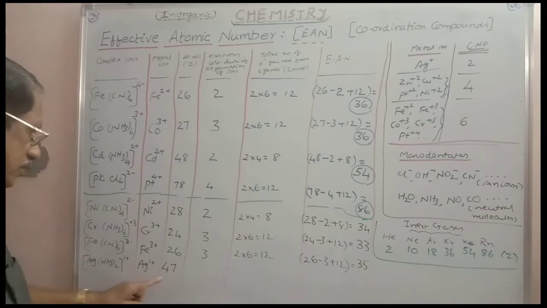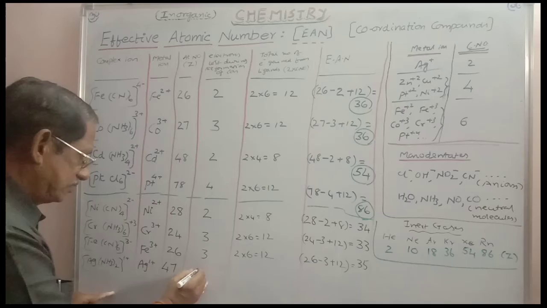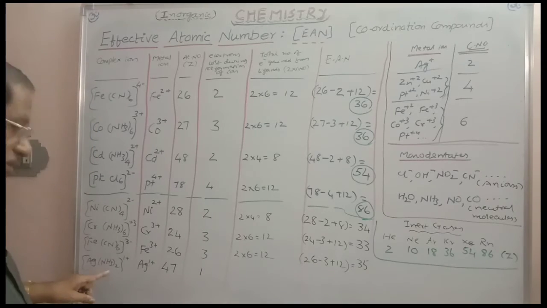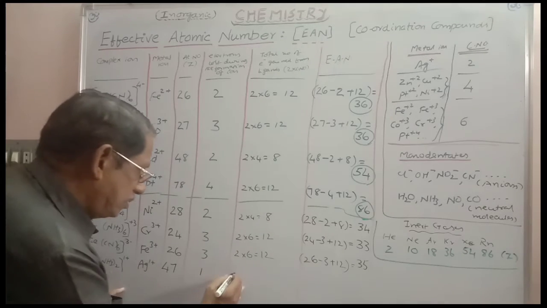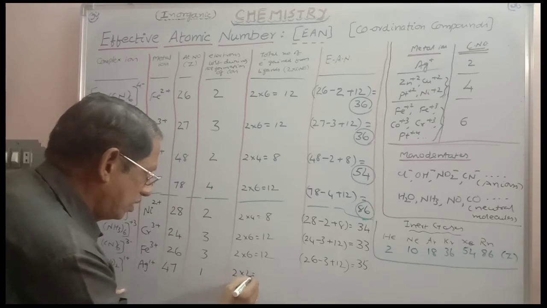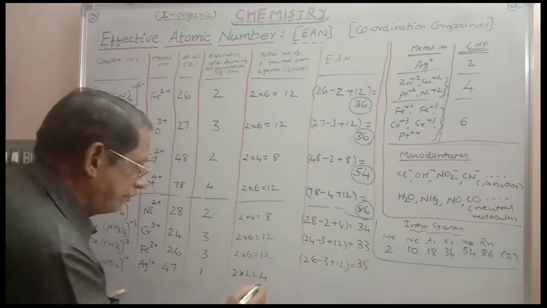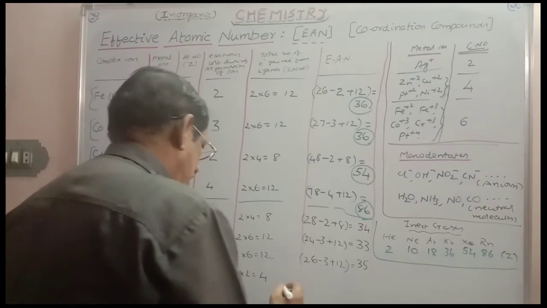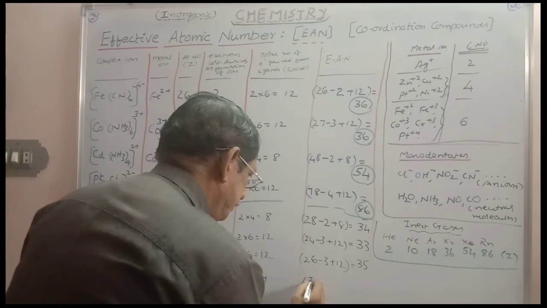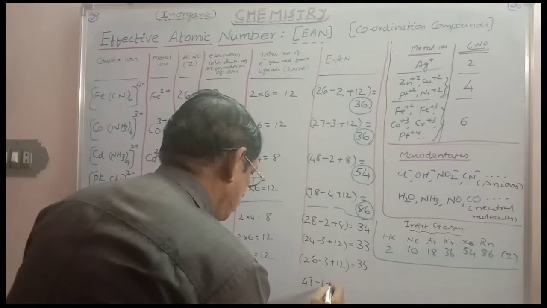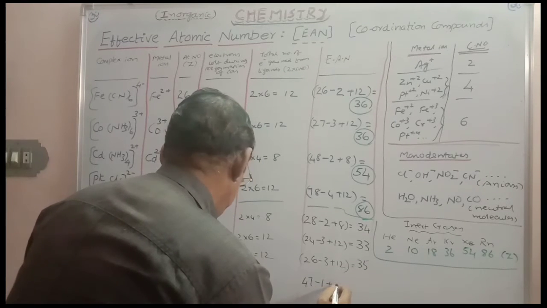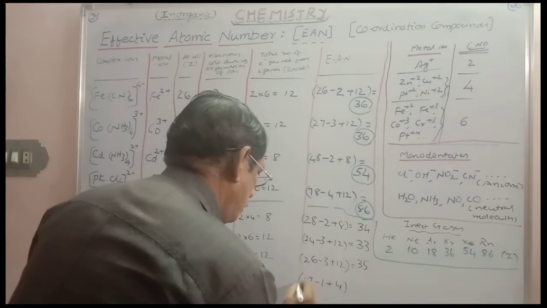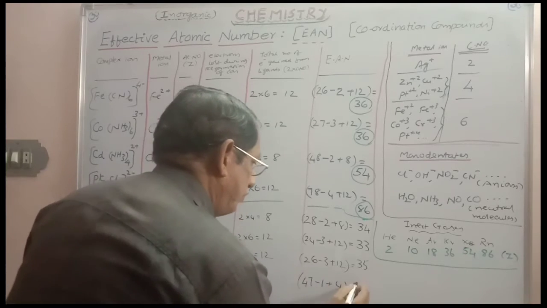How many electrons are lost here? Only 1 electron is lost during the ion formation. What is the coordination number here? 2. So here, number of electrons, 2 into 2 is equal to 4. And what is the effective atomic number? 47 minus 1 plus 4. How much is it? 46 plus 4, 50.